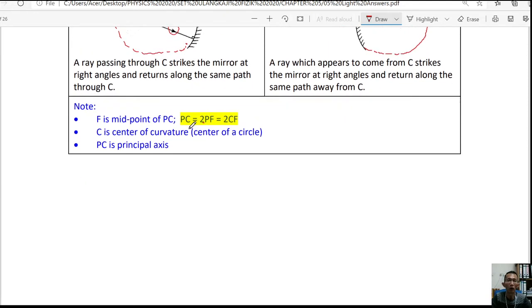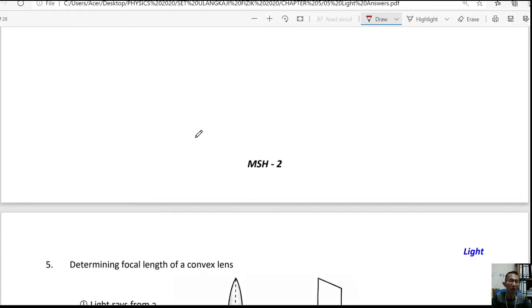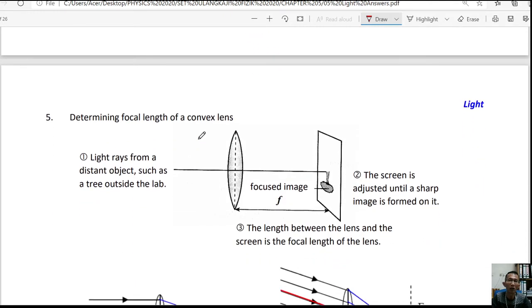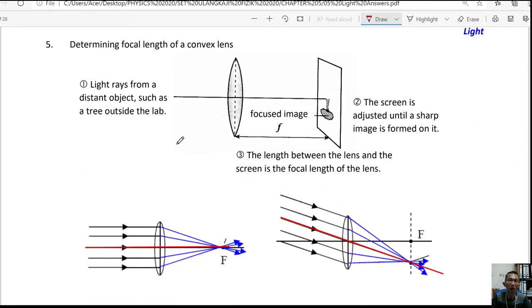Okay, so we go to the next one. We have talked about mirrors, so now we move to lenses. First, how do we determine the focal length of a convex lens? Convex in Bahasa Melayu is cembung. This is our kanta cembung.